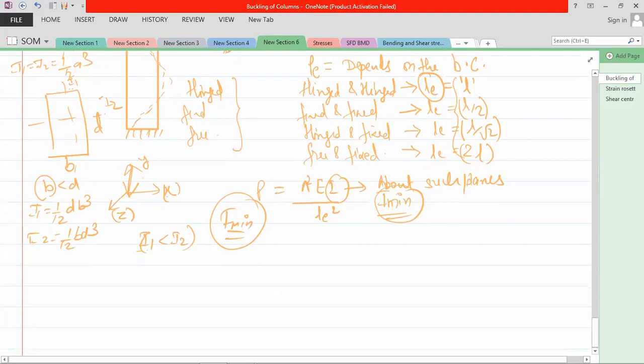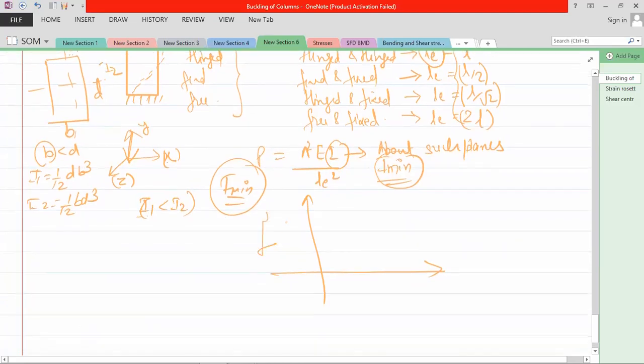And for the minimum length, I just explained it from the graph, that is P versus length.